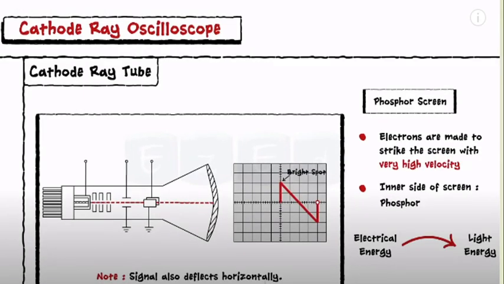Now electrons are made to strike the screen with very high velocity. The inner side of the screen is phosphor. The focused, accelerated and deflected beam is made to strike the inside part of the CRO screen with a very high velocity. The inner side is coated with a special type of phosphor, and this layer converts electrical energy into light energy. Thus whenever an electron strikes the screen with very high velocity, it generates a bright spot on the screen, and the beam moves so fast that it appears as a waveform.